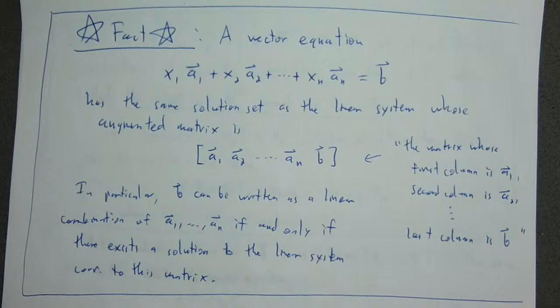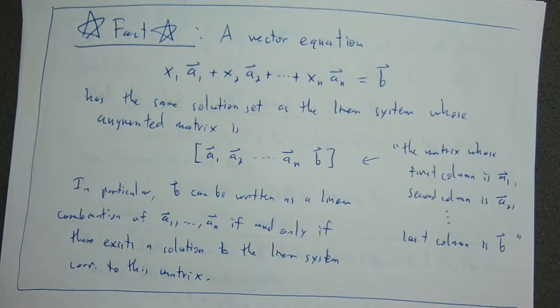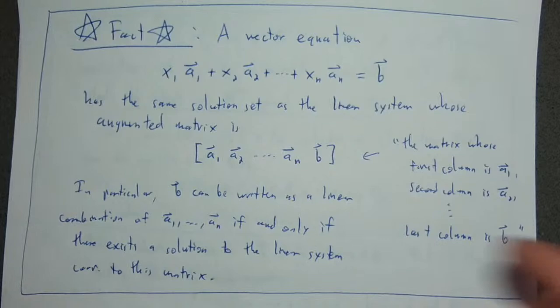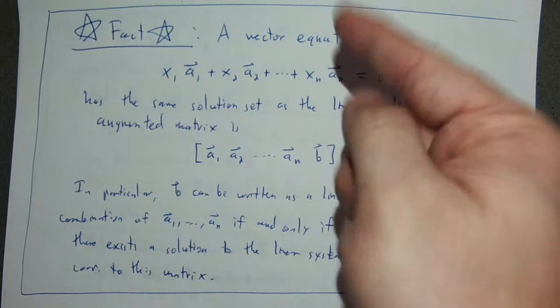So where this vector equation came from was the question: can the vector b be written as a linear combination of some list of given vectors, a sub 1 through a sub n? That question naturally led to this vector equation, so a solution to it wasn't being thought of as a solution to a linear system. It was being thought of as a solution to the question of whether or not you could write a given vector as a linear combination of some other list of vectors.